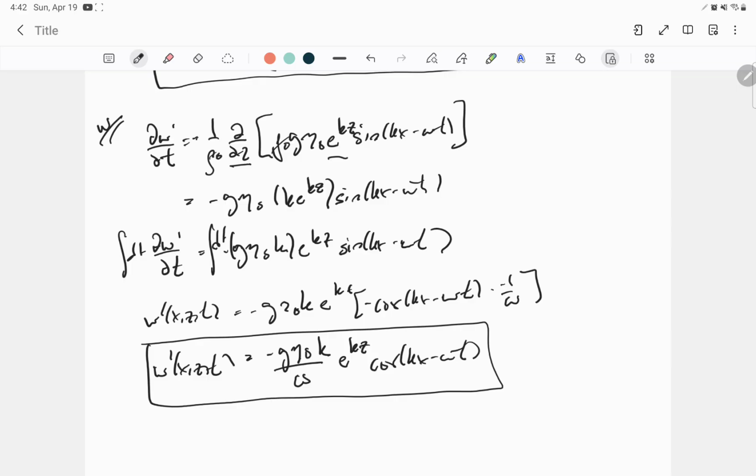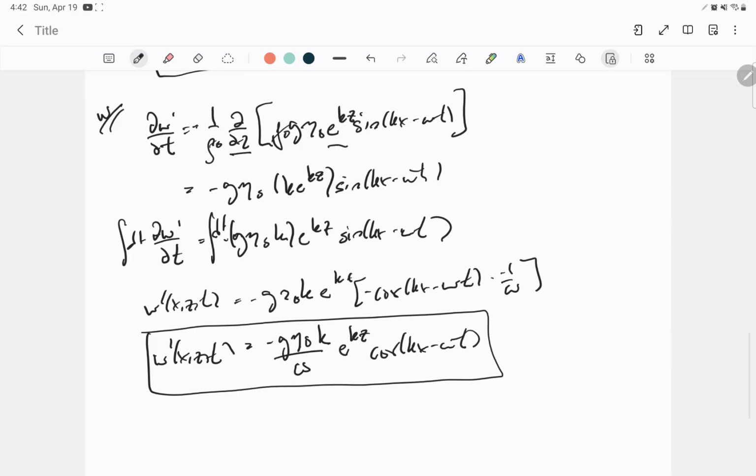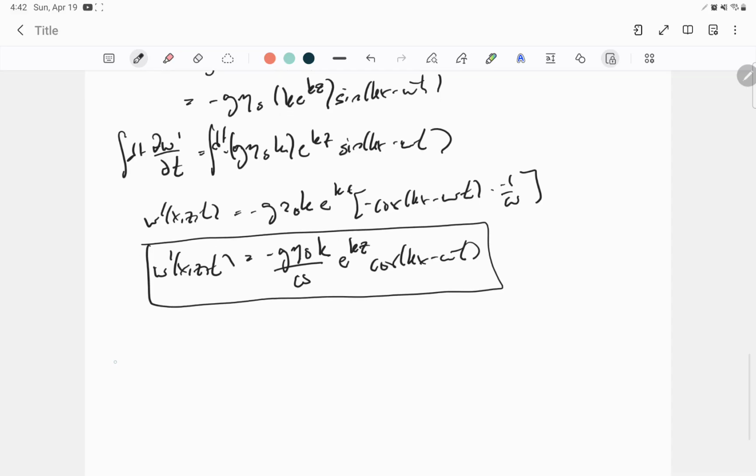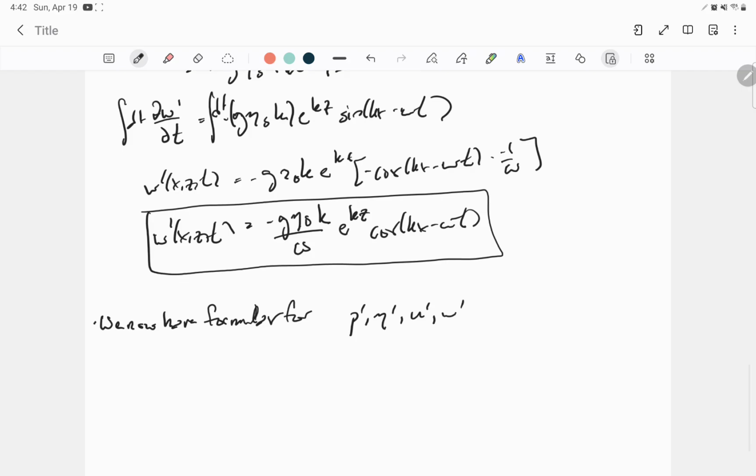Okay. So now we have formulas for all of our wave variables. We now have formulas for p prime, eta prime, u prime, and w prime. So all four of our dynamical variables that describe our wave, we have explicit formulas for them.